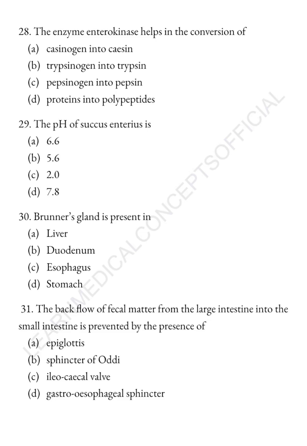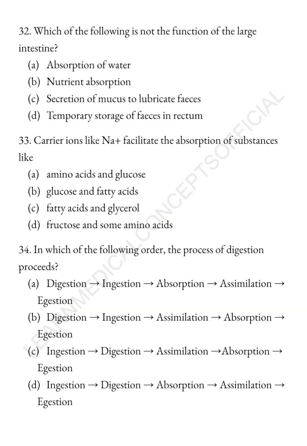Coming to the 31st question, the backflow of fecal matter from the large intestine into the small intestine is prevented by the presence of option A, epiglottis, option B, sphincter of Oddi, option C, ileocecal valve, option D, gastroesophageal sphincter. And your time starts now. And the correct option is option C, ileocecal valve, which is present at the junction of the small and the large intestine.